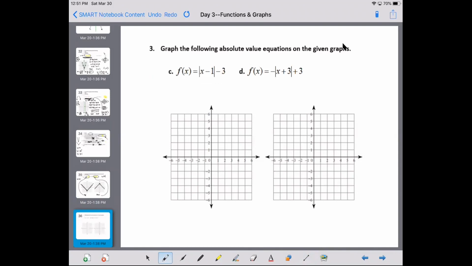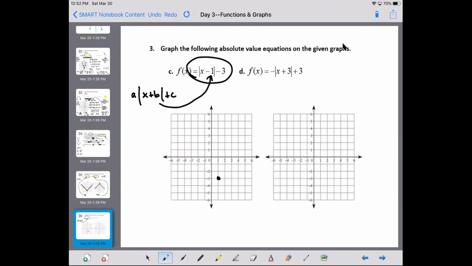Here, in this form, we see that it's going to drop down 3 from the origin, but remember that the original form was A times the absolute value of x plus B, plus C. Well, notice that this is x minus, well, that means B had to be negative, so we're going to see this shift to the right 1 and down 3. So there's our new vertex.